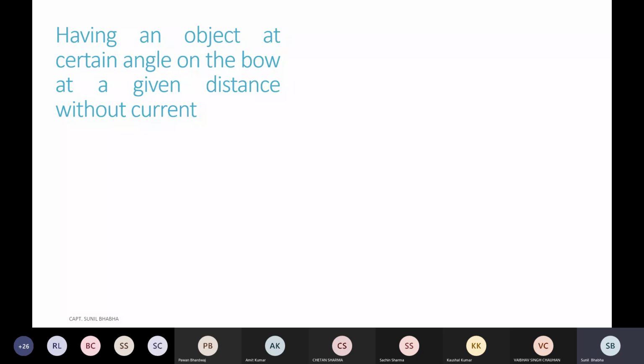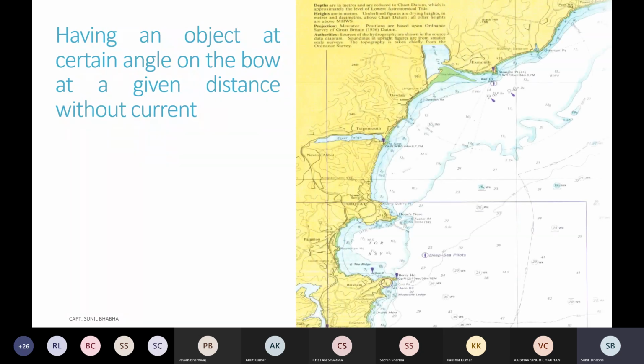Let's open up the chart of the area. So we have the chart on our screen now. The object which is given to us in this particular question is the straight point lighthouse. You can see this lighthouse here. I have highlighted it. So we need to keep this straight point lighthouse at a certain angle on our bow. The initial position is also given to us in these questions. Let's mark off the lighthouse as point A on the chart.